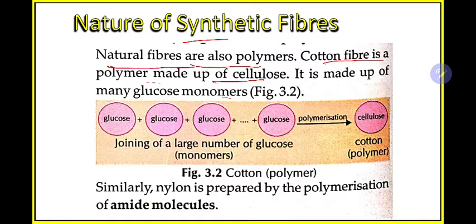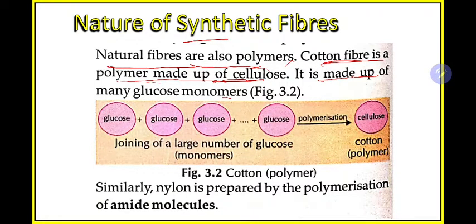So natural fibers are also polymers. That means natural fiber uses small units to make a big unit. Okay, cotton fiber is a polymer made up of cellulose. You know, in plants stored food is cellulose. That means from cellulose something will be formed. It is made up of, no, sorry, my mistake, cellulose is not the stored food. Okay, I have made a mistake. In plants, the stored food is starch. My mistake, sorry. So let us discuss from here again.